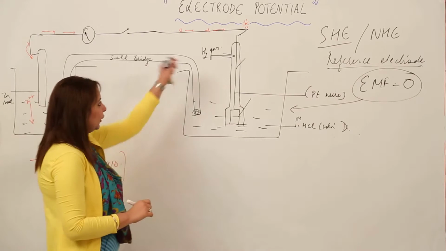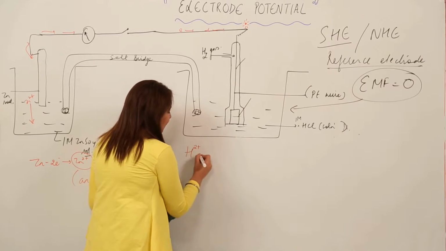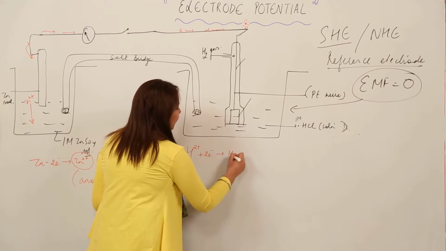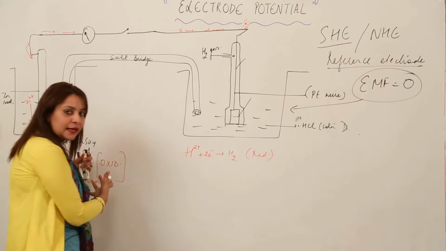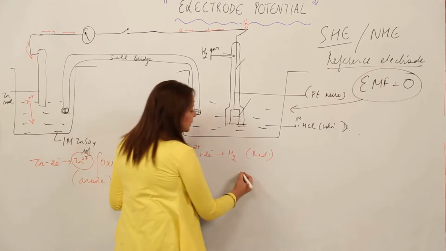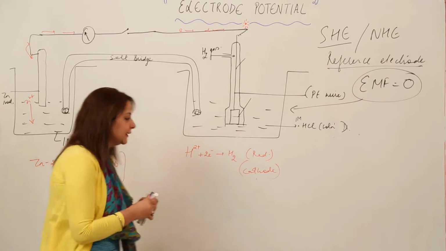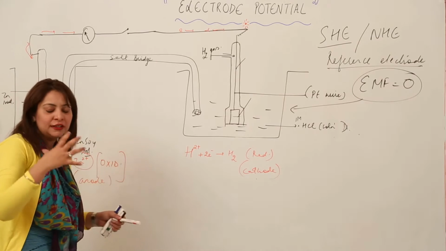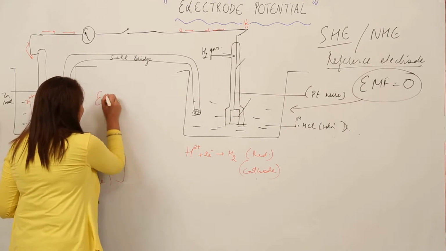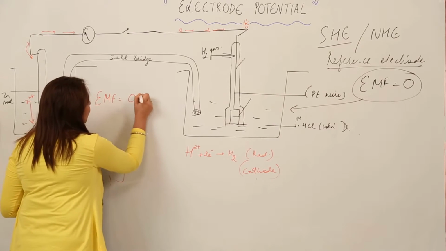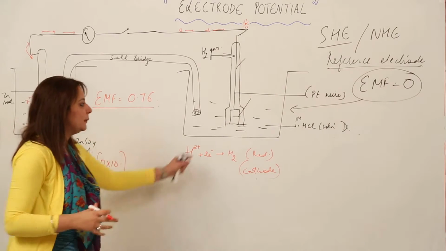When the electrons reach here, the hydrogen ions take up electrons and form hydrogen gas. That means reduction occurred at the SHE, so it is going to act as cathode. In doing so we also get the value for the EMF. The EMF value we get is 0.76, as we know the EMF for the SHE is 0.